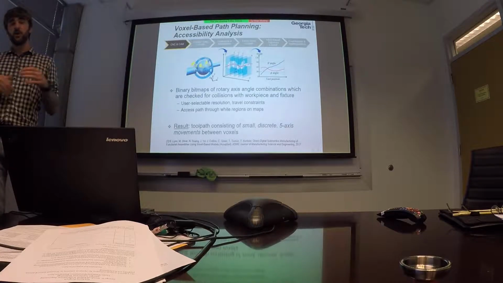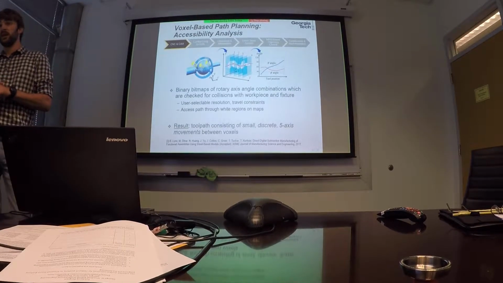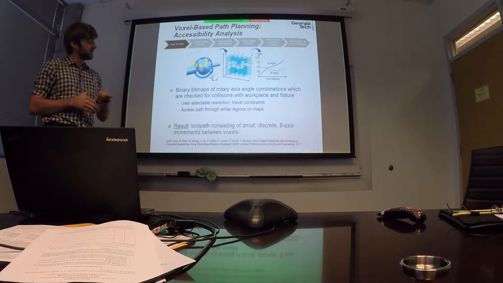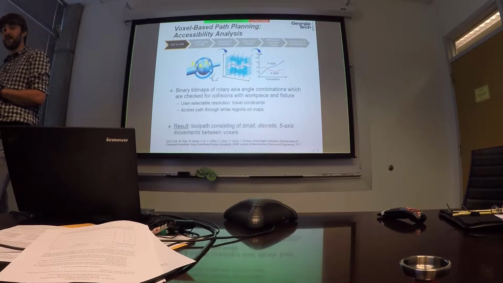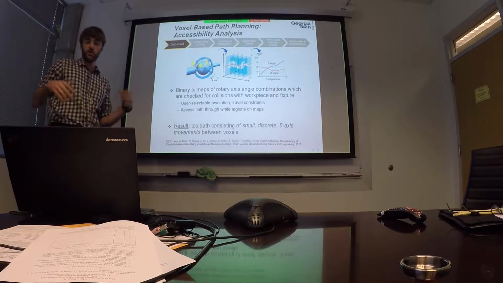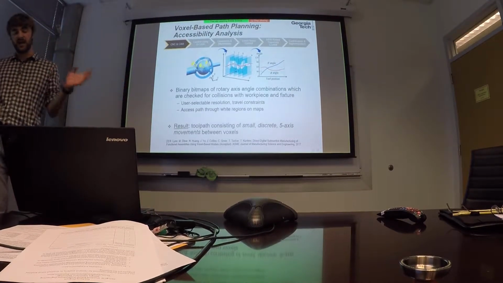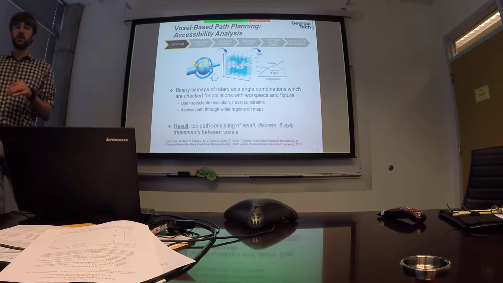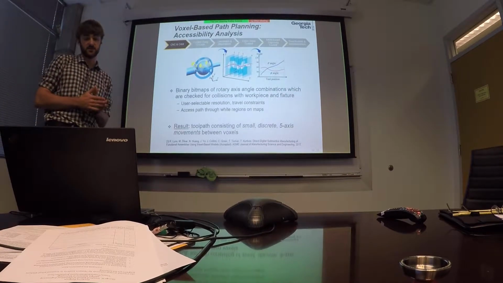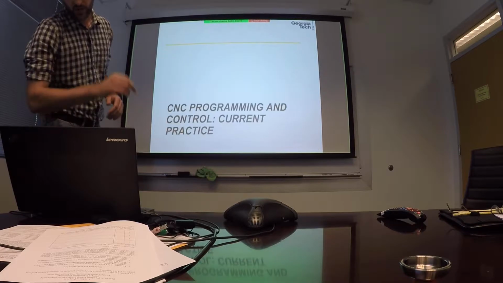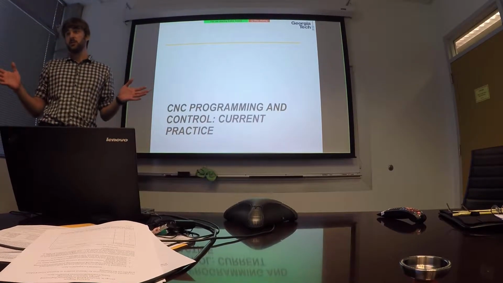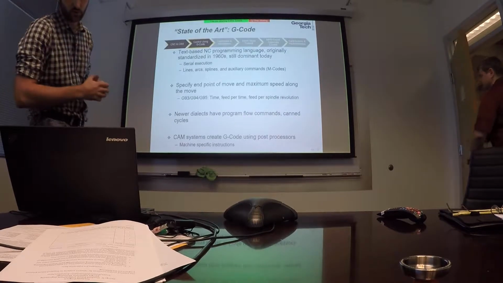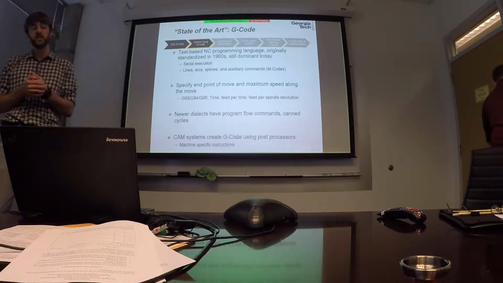Ultimately, after we've done both of these operations here, we end up with a toolpath that consists of many very small, discrete 5-axis movements. So every line of the program will be one small movement between a voxel with some rotary axis command. When we go to translate this to the machine, we need to talk about the current state of how machine tools are programmed, and that is what's called GCode.